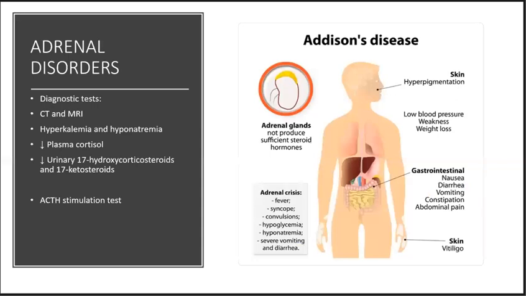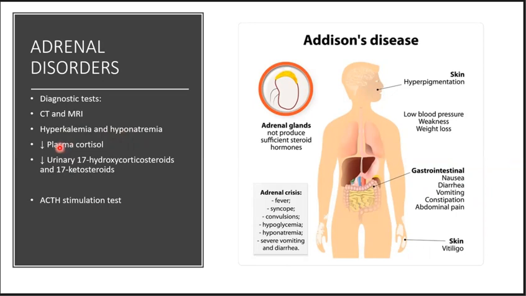So what diagnostic tests can we run for our client who has Addison's disease? We can do CT and MRI. Remember, we said potassium levels will increase, so our blood tests will show hyperkalemia. We also said the sodium levels will be decreased in Addison's disease, so we would also see hyponatremia.